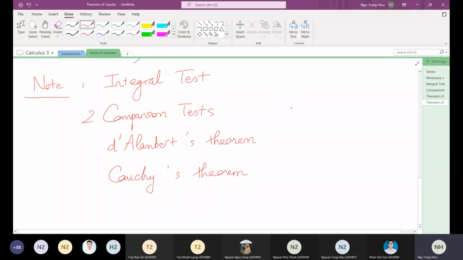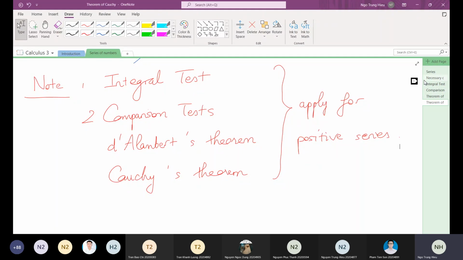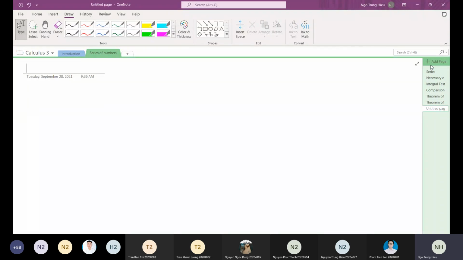These theorems apply for positive series, and remember this. If you want to apply the theorems correctly, then you have to remember that they apply for positive series. All right, so let's move on to another type of series called alternating series.